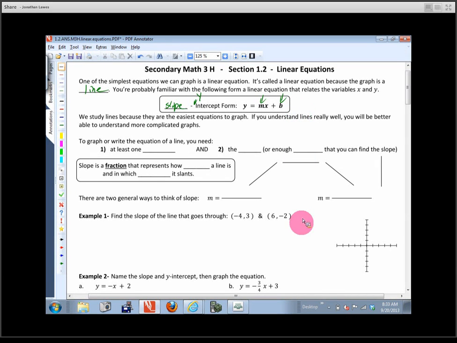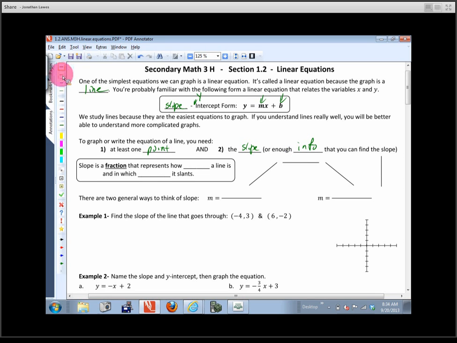So let's again make this point. You need two things to write the equation of a line. You need at least one point, and you need the slope. No matter what the form of the linear equation is, you have to have those two things, a point and a slope. Now, sometimes they give you the slope, sometimes they kind of hide what the slope is. So they've got to give you the slope or enough information that you can figure out what the slope is, okay?